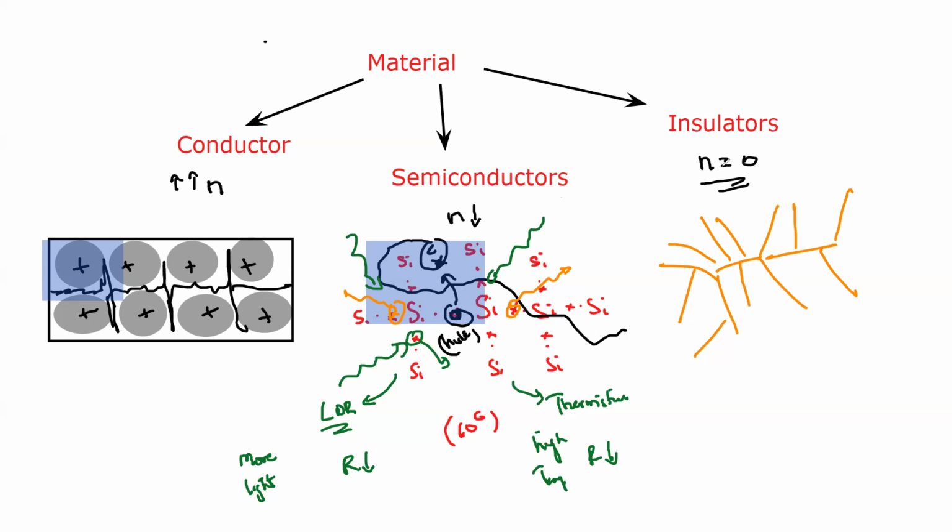So this is the explanation of N. The N is not constant for the semiconductor. For a semiconductor, the value of N changes with the temperature and light. If there is more light or a high temperature, the value of N will be higher. If we have low light intensity, then the value of N will be lower.